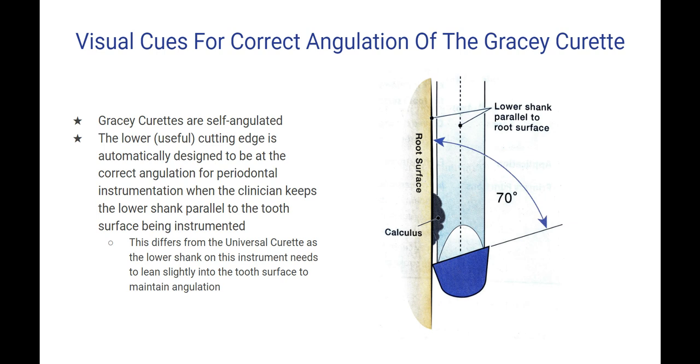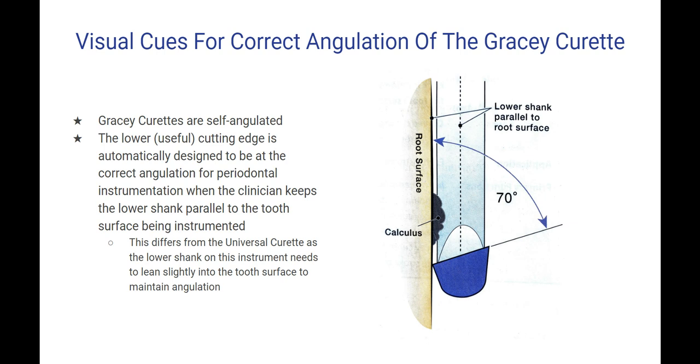Visual cues for correct angulation of the Gracey curette. Gracey curettes are self-angulated. The lower or useful cutting edge is automatically designed to be at the correct angulation for periodontal instrumentation when the clinician keeps the lower shank parallel to the tooth surface being instrumented.